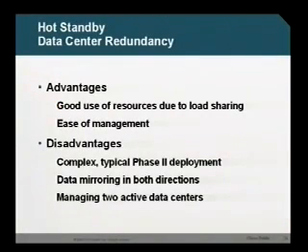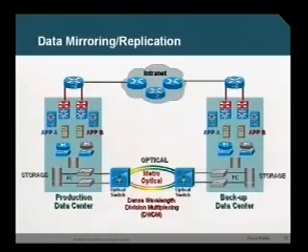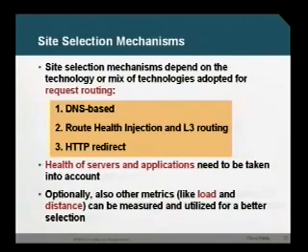Key advantage here is the good use of resources due to load sharing, and ease of management, in a sense that both the data centers are active. I don't have to have separate change windows to check the availability of the data center. It's a little complex. It's a typical phase 2 deployment. Complex meaning if I'm hosting applications on both sides, I need to have all the elements present in both sides. Plus in terms of data replication, I have to replicate data from both sides to each other instead of from the primary side to the secondary side. Data mirroring is happening using sync or async between the data centers.